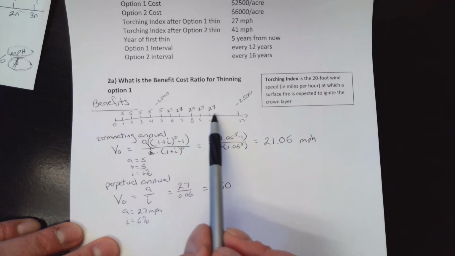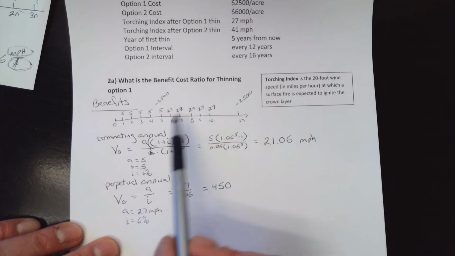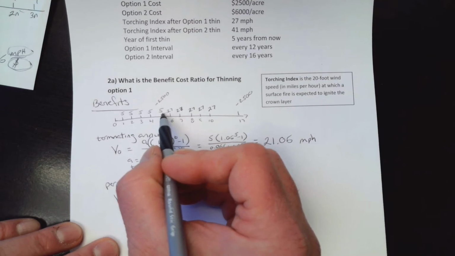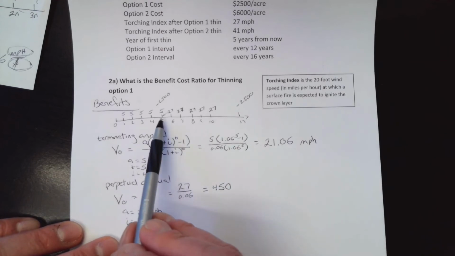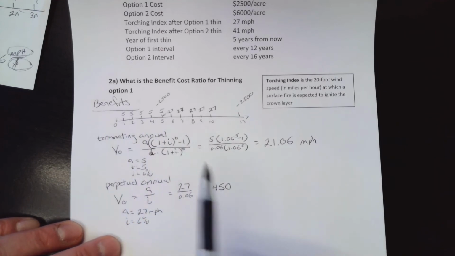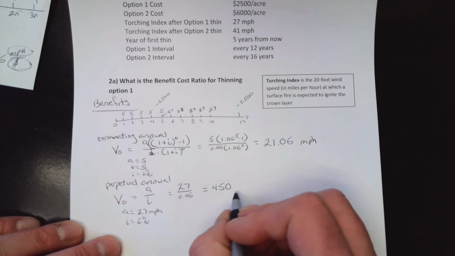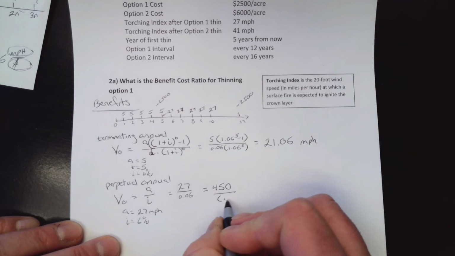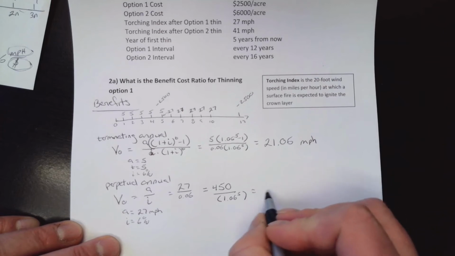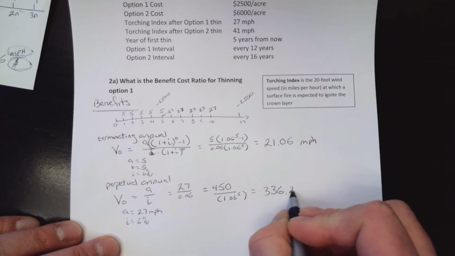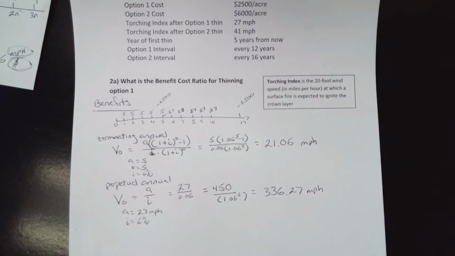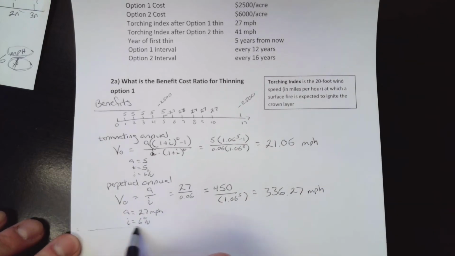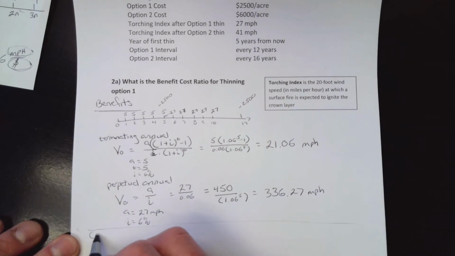So if we're looking at the series of these annual payments, they start here. So what I have to do then is take this 450 and move it from here to here, or discount it 5 years. So if I put that over 1.06 to the 5, I will get 336.27 miles per hour. So that we have there. Those are our benefits.